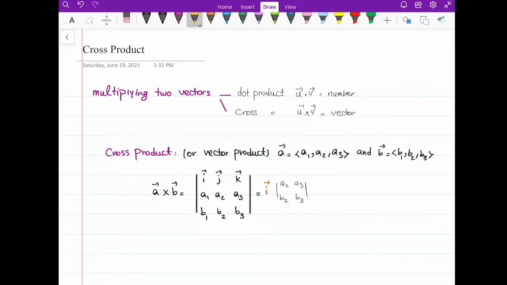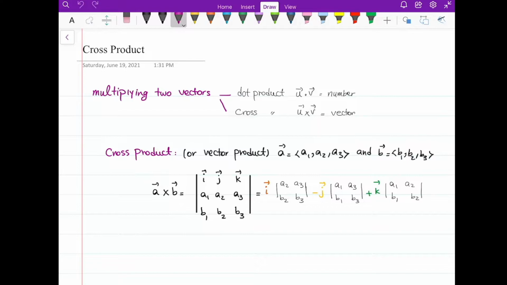And then I have negative J, and I remove the row and column containing J. I'm left with A1, A3, B1, B3. Then it would be plus K, and when I remove the row and column containing K, I'm left with this matrix: A1, A2, B1, B2.